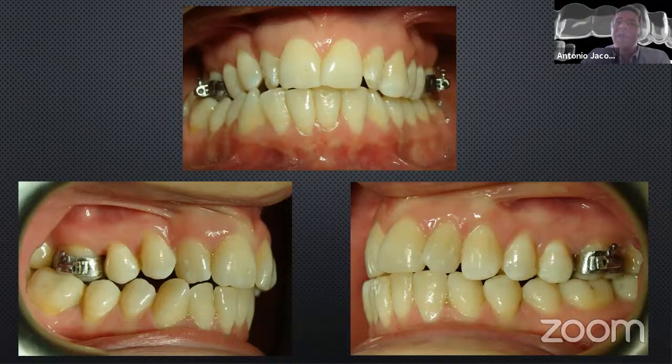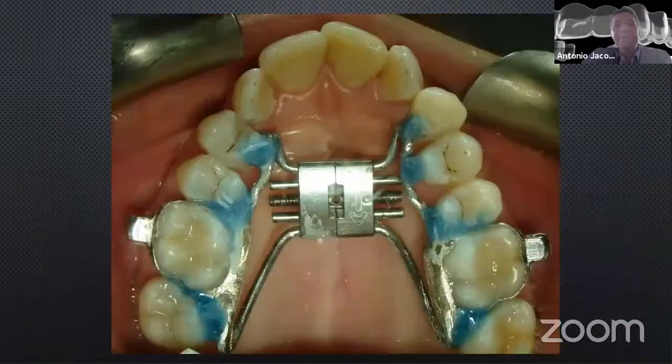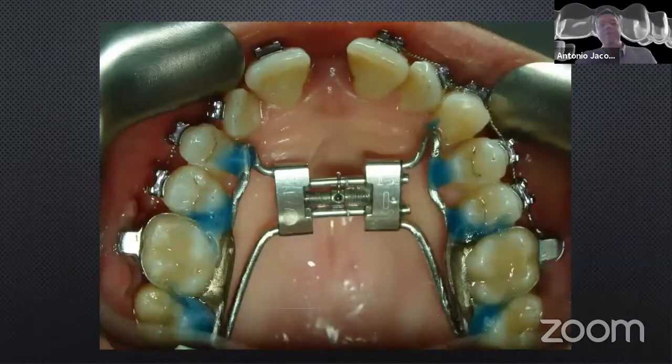So maybe we cannot open the suture, so we tried to make a surgical expansion. And that's what we did. This is the bonded Hyrax, and this is at the end of the surgery process.